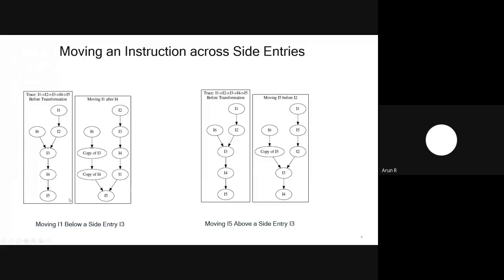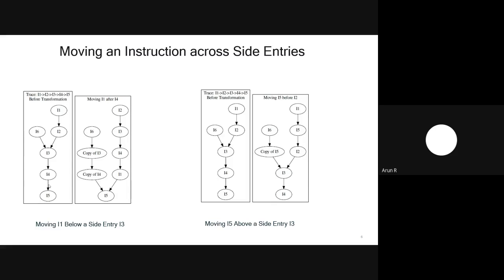Here you can see that I3 is a side entry because we have an incoming edge into I3 from a basic block that is not in the trace. I6 is not in the trace and we have an incoming edge into I3. So I3 is a side entry. Assume that we want to move I1 below this I3, that is after I4, between I4 and I5. Can we move it just like that?